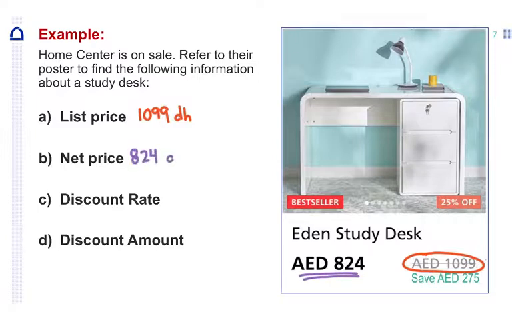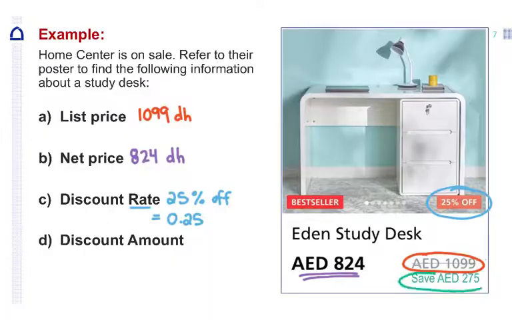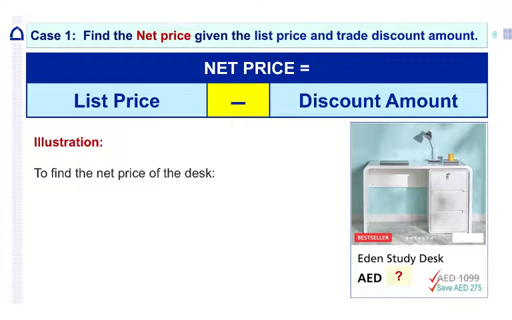The discount rate is always a percentage. So we'll look and see if we find a rate. There it is. The rate is 25% off. And I will say for calculations, it's always better to switch that to be a decimal, 0.25. The discount amount is the actual amount of money taken off the price, and that is, in this case, 275 dirhams.